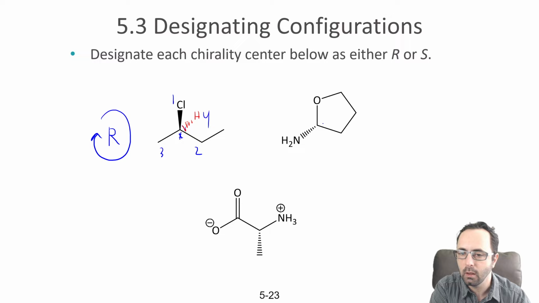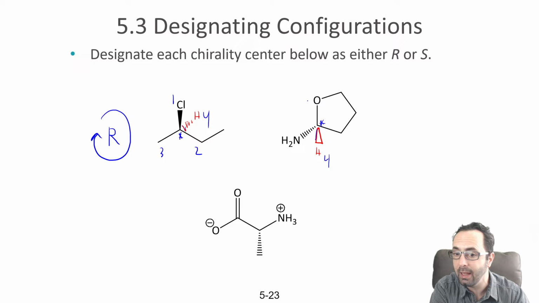Here, the only chiral carbon is the one attached to this nitrogen atom. So here's the chiral carbon. The hydrogen here is on the wedge. And in terms of giving priority, the hydrogen is going to have the lowest atomic number at 1, so it will be the lowest priority. The oxygen has the highest priority at atomic number 8, so it will be the 1 position.